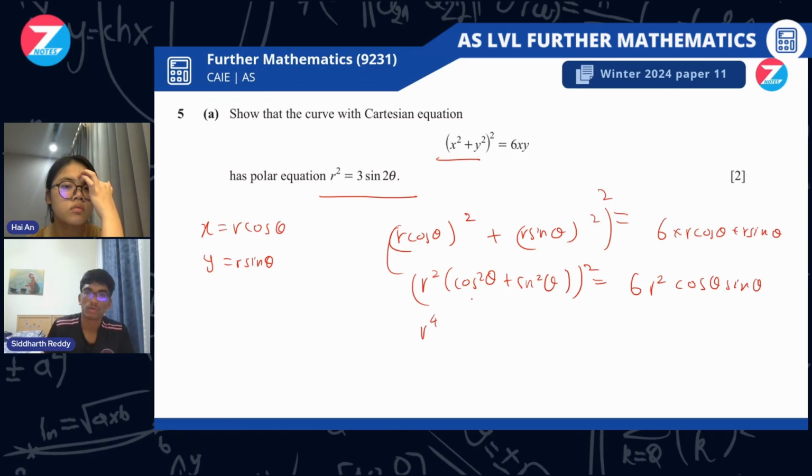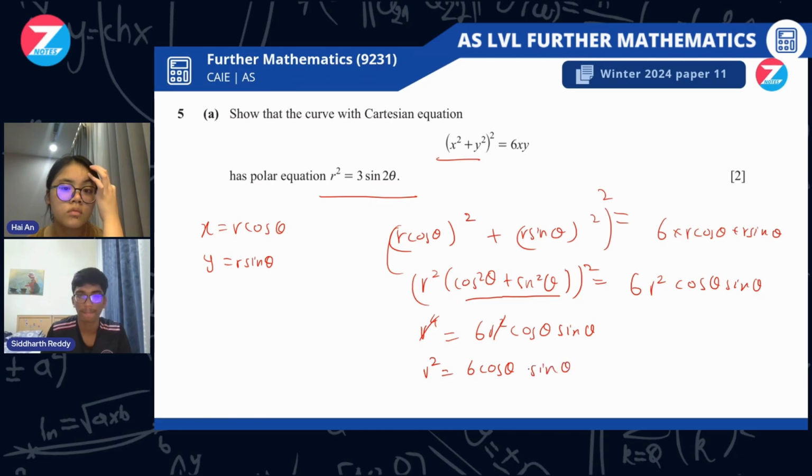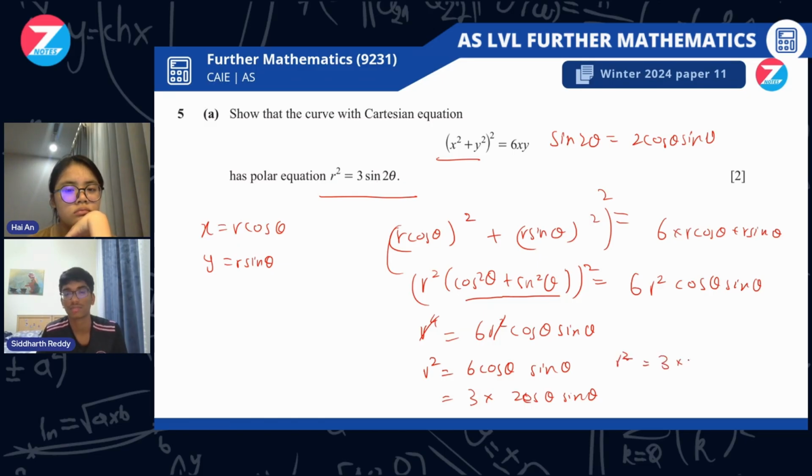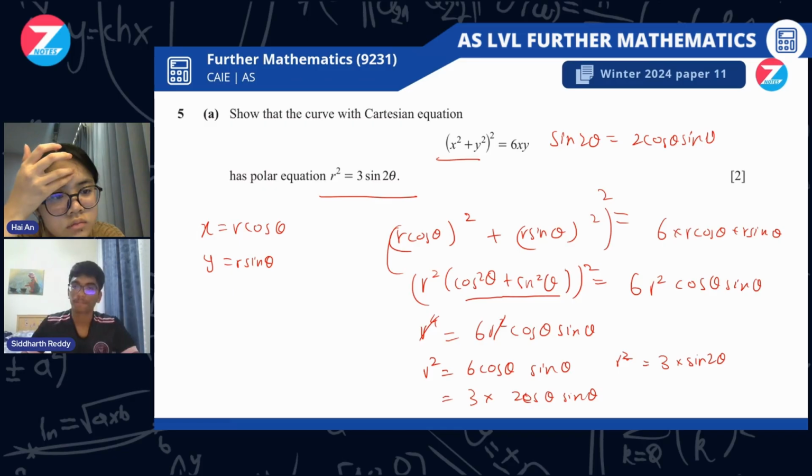So this becomes r to the power 4. Cos square plus sine square is just 1, so it's just r to the power 4 equals 6r square cos theta sine theta. So you can cancel this. So r square is equal to 6 cos theta sine theta, which you can write as 3 times 2 cos theta sine theta. And from the identity that sine 2 theta is equal to 2 cos theta sine theta, we can just substitute that and we get r square is equal to 3 times sine 2 theta. So that's this one.